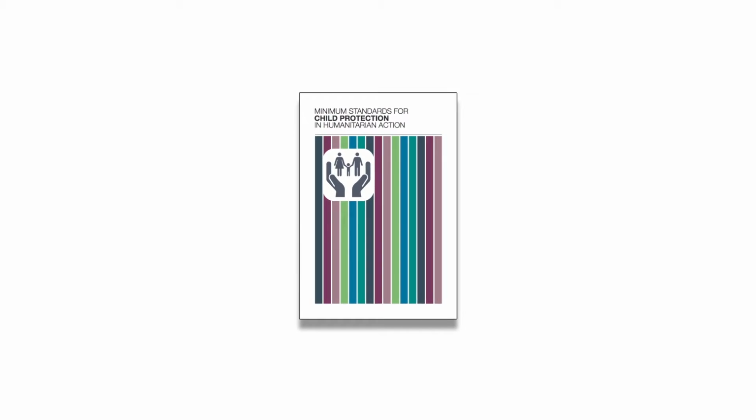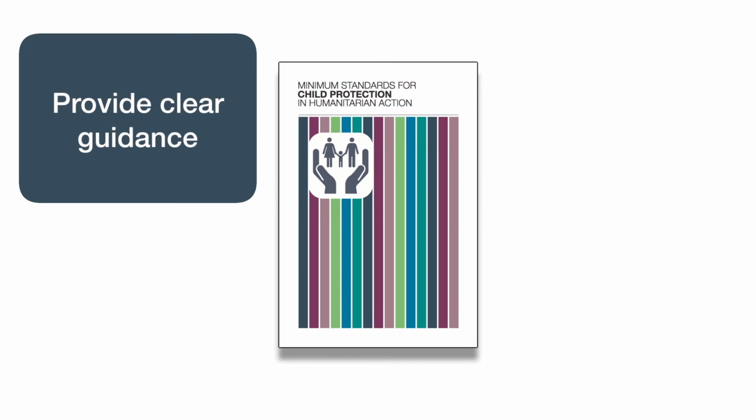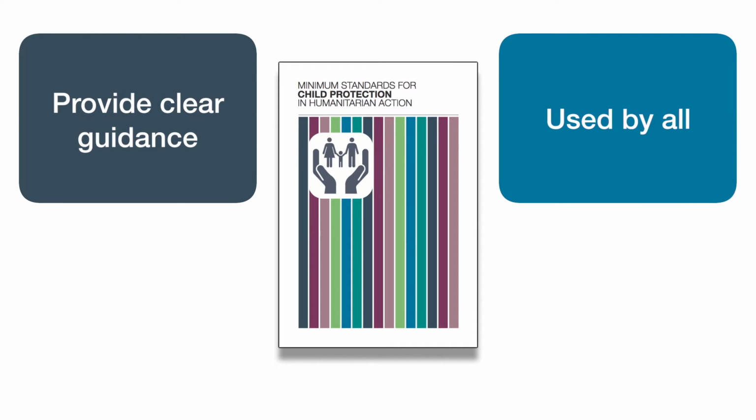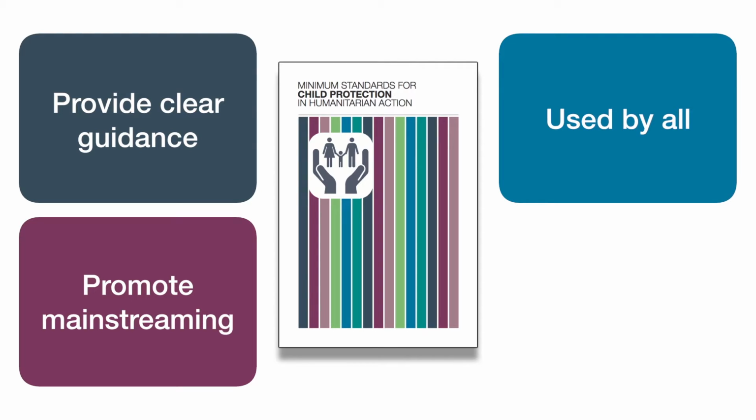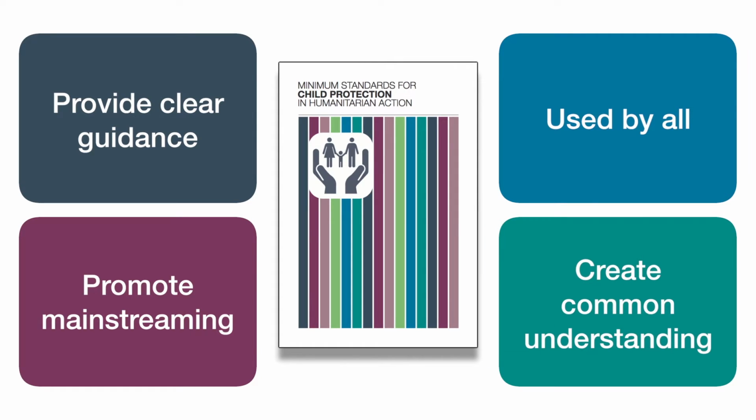So to summarize, child protection workers use the CPMS because they provide key actions, guidance notes, and indicators to use in preparedness and response to emergencies, are used by all types of actors working on a single or interagency basis, promote the mainstreaming of child protection into all humanitarian preparedness and response efforts, and finally, when adapted to a specific context, allow actors to have a common understanding. Each of us taking up the challenge to apply the minimum standards for child protection in humanitarian action will improve protection results for children.